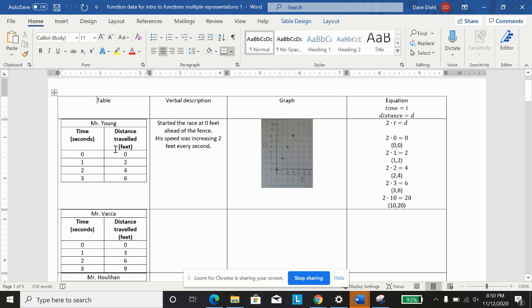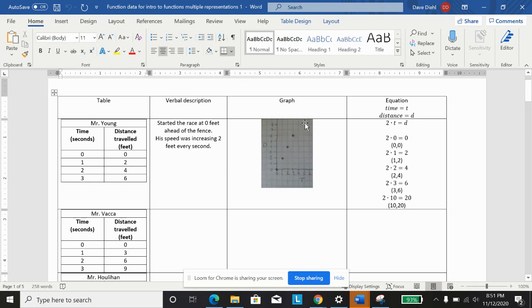So let's start with Mr. Young. If I wanted to describe what this table is saying verbally, he started the race at 0 feet ahead of the fence, which means he started at the fence. His speed was increasing 2 feet every second, and I know that because of the relationship between distance and time. He increases 2 feet in 1 second, another 2 feet in 1 second, another 2 feet in 1 second.